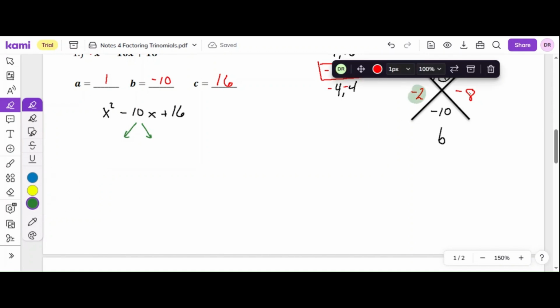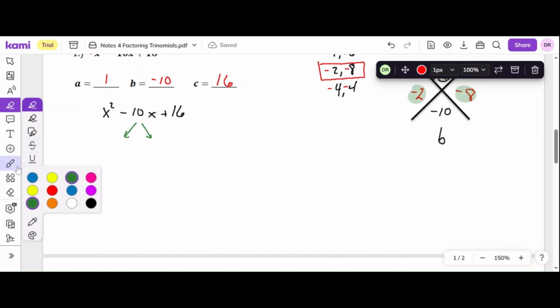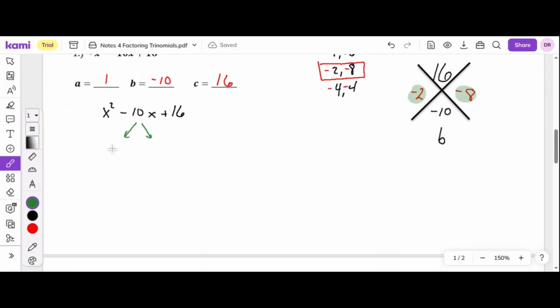It's the two numbers we found on the left and the right. So we said we were going to use the numbers negative 2 and negative 8. Now recall, with these, we keep the variable of the middle term. So the negative 10 had an x. We'll keep an x with both of these. We have x squared at the beginning and a positive 16 at the end. Those do not change.